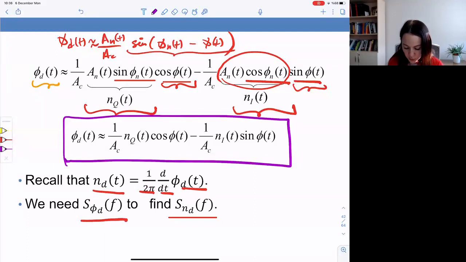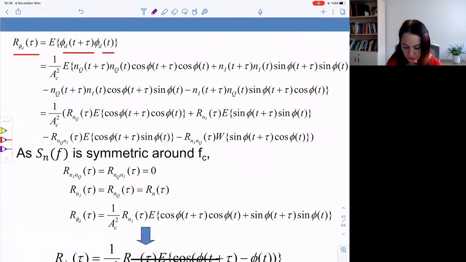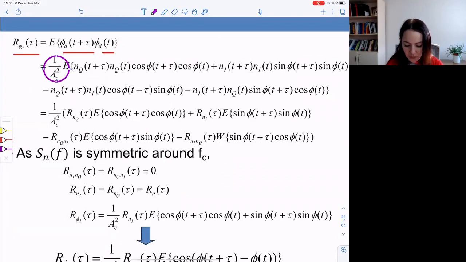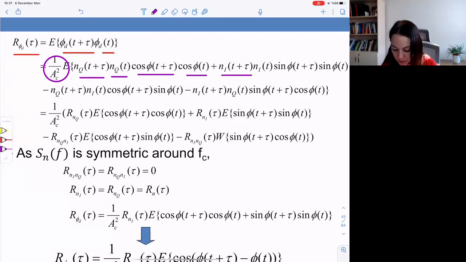one over Ac, Q of t cosine minus 1 over Ac, I of t sine phi of t. So take 1 over Ac out of the expectation as 1 over Ac squared. Okay. And Q of t plus tau times cosine, and Q of t times cosine. We're going to have 4 terms. We're going to have ni of t plus tau, ni of t, sine phi of t plus tau, sine phi of t, and we're going to have cross terms like this.